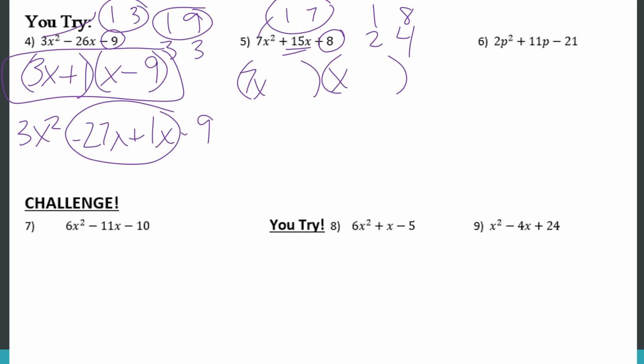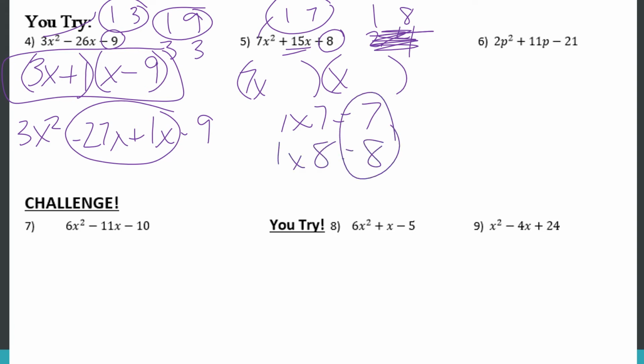So, I see 7 times 2 would be 14, but then I have a 4. That's not going to give me 15. So let's see. If I do 7 times 4, that's 28, and subtract 2 more, that's not it. So I'm not going to be using 2 and 4. Now, 7 plus 8 is 15, right? So I know that I need 1 times 7 to give me 7, and 1 times 8 to give me 8, and together that would give me 15. So I need a positive 1 and a positive 8.